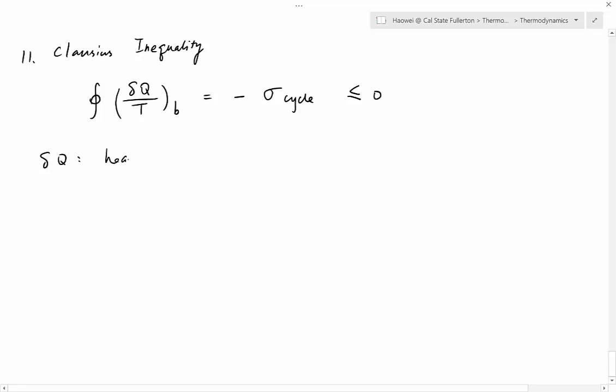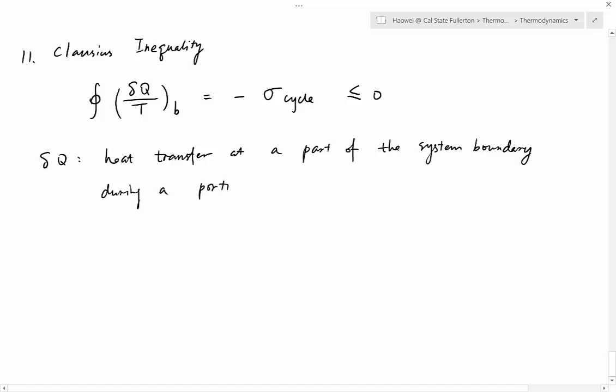Delta Q is heat transfer at a part of the system boundary, a very small part of the system boundary, during a portion of the cycle. It's just heat transfer at a very small length over the whole boundary.